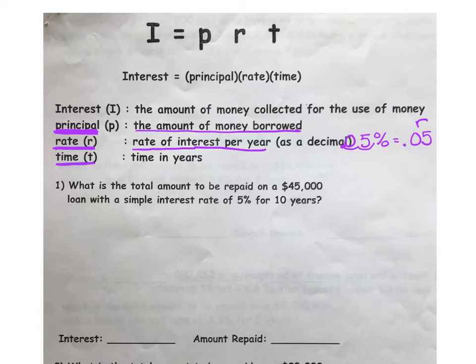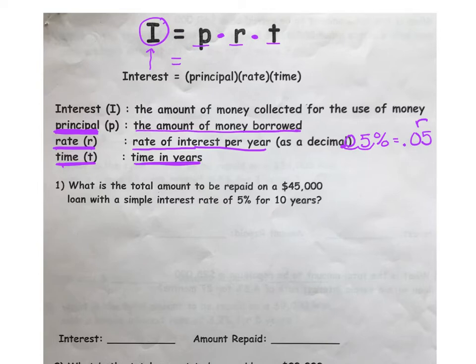And finally, time. The time is measured in years, and the longer you take out the loan for, the greater the fee. The formula is interest, of course, that's the letter I, equals principal times rate times time. We multiply together those three factors to determine the interest. Let's take a look at a simple problem where you're going to calculate the interest.